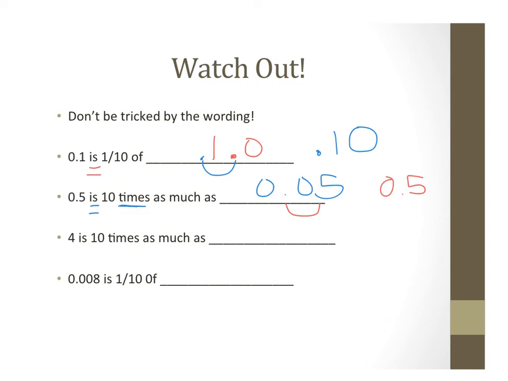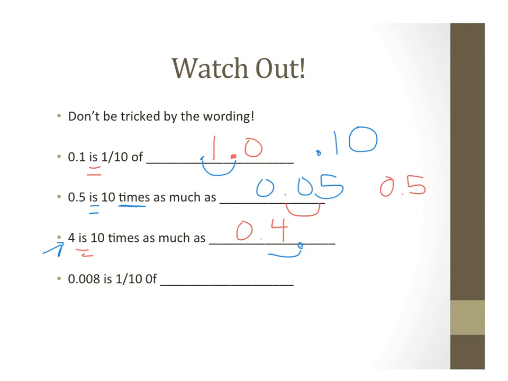4 is 10 times as much as what number? In other words, I have an original number. When I move my decimal one place to the right, I get 4 as my answer. 4/10. I can prove it. If I have 4/10 and I move my decimal one place to the right, that gives me 4, which is what I was going for.